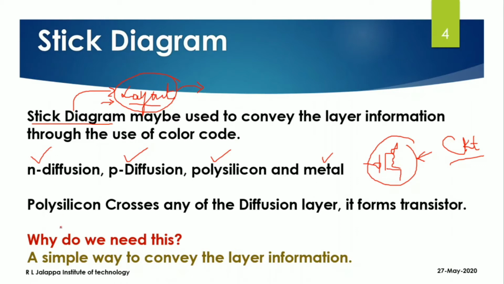And why do you need the stick diagram? It's a simple way to convey the layer information. That is the main advantage. And here one thing you have to make note of: wherever the polysilicon crosses the diffusion, the formation of a transistor takes place. When do you say it is a transistor? The transistor is a cross of polysilicon and diffusion layer. Let us see how it is.